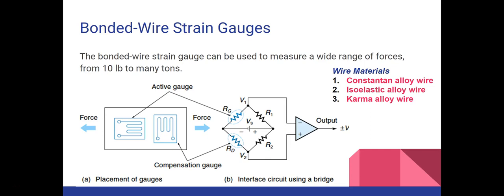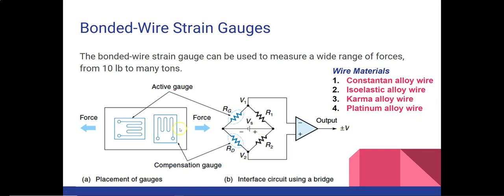Next we have platinum alloy wires, and these platinum alloy wires are used for measurements where you want to work at a very high temperature. They can be used for temperatures greater than 230 degrees centigrade.